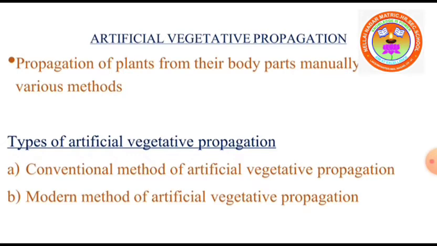In the previous video, you might remember, we discussed vegetative reproduction, in which we saw how plants reproduce naturally by using stem, root and leaf. Apart from the natural methods, quite a good number of methods are used in agriculture and horticulture to propagate plants from their parts.